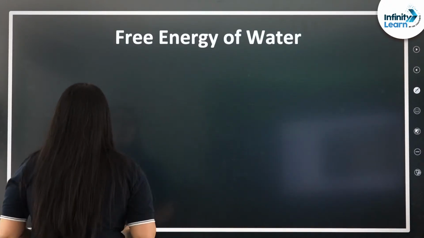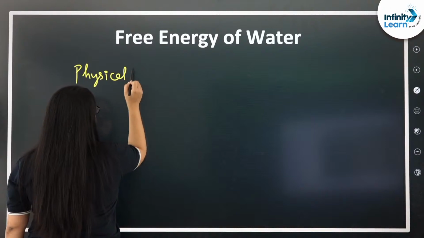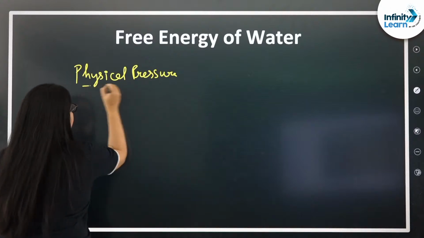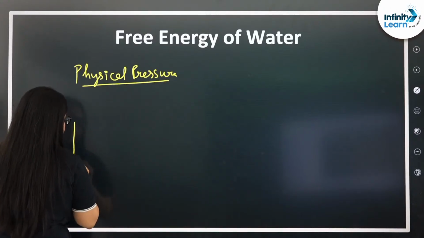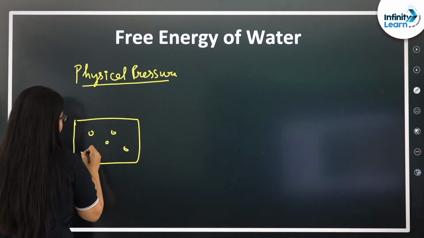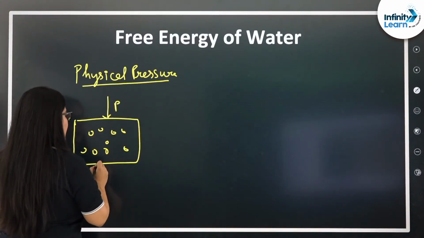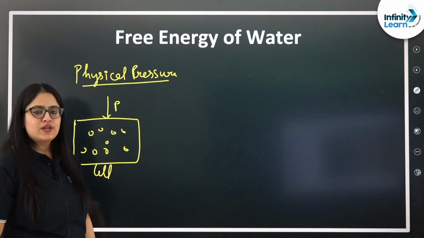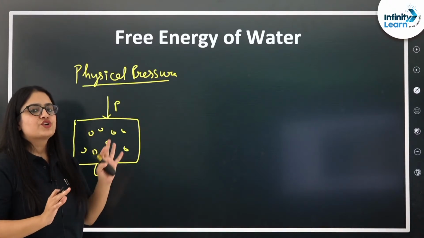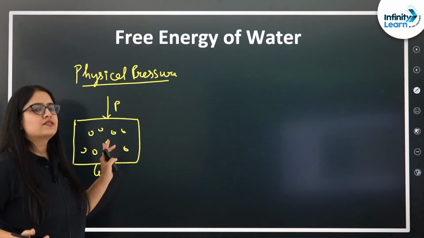Next what we need to understand is physical pressure. So see here, students, let us consider this to be a cell, and this cell has water molecules in it. So by applying pressure on this cell, what will happen? The water molecules will tend to come closer. So whenever you apply pressure on a system, you tend to increase the energy of the system. You tend to make the system unstable.